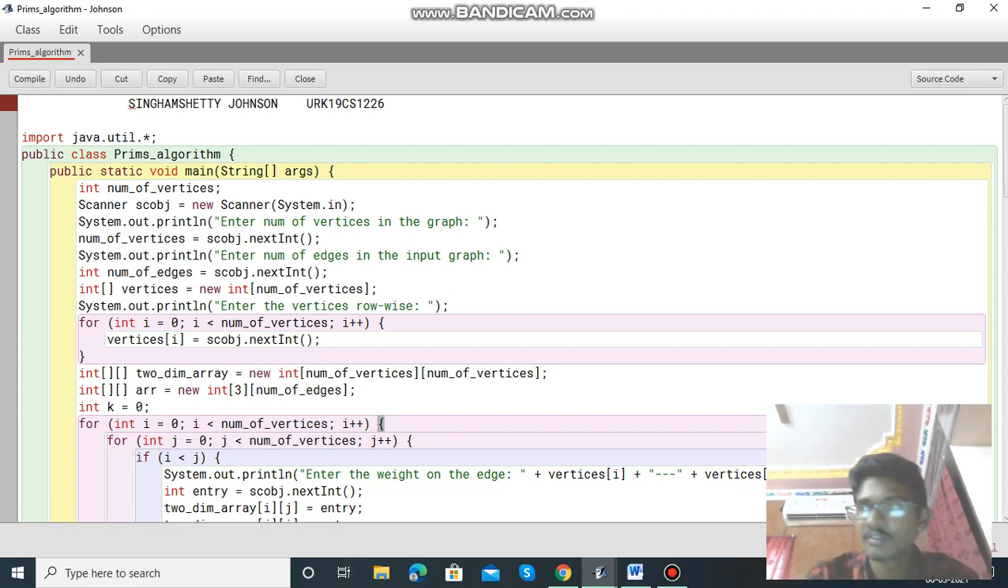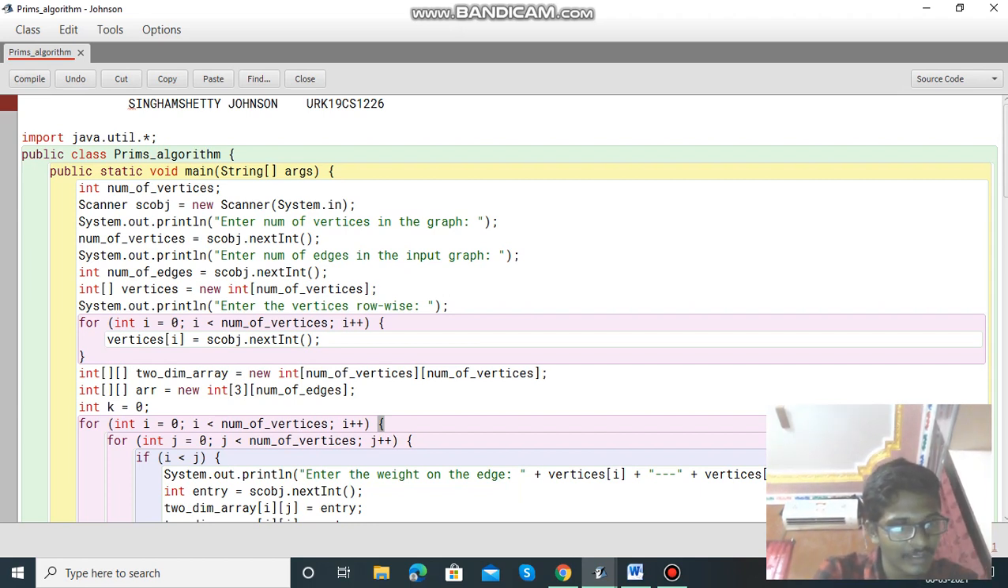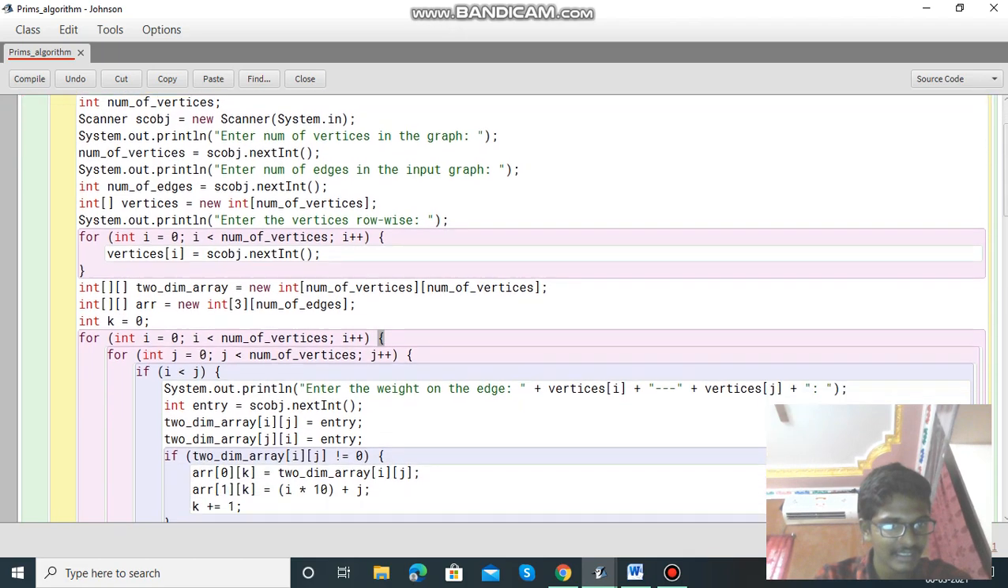int number of vertices equals new int[number of vertices]. System.out.println, enter the vertices row wise. For int i equal to 0, i less than number of vertices, i plus plus, then vertices of i equals scan.nextInt().